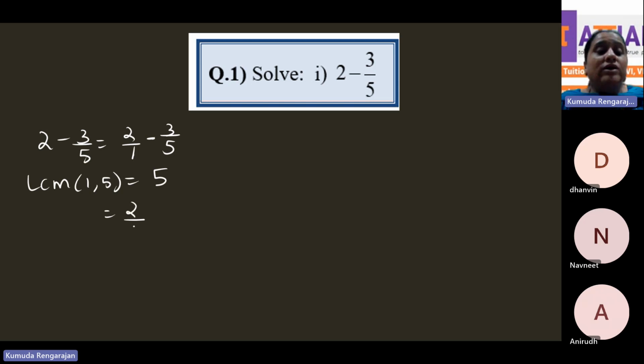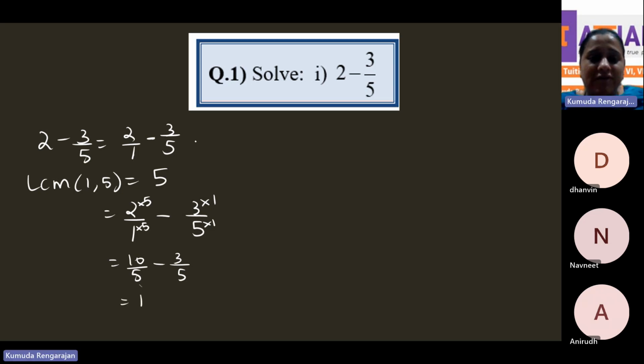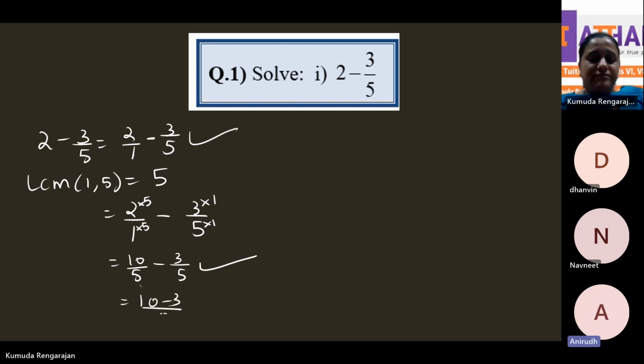Now write whatever is there in the question as it is. 1 should become 5. How? Into 5. So do the same thing in the numerator. Now this 5 is already 5, so 5 into 1 is 5, so into 1 here. So it becomes 10 by 5 minus 3 by 5. Now these are like fractions. They have the same denominator. So unlike fractions, we made them like, and now we are going to subtract. Ma'am, so 7 by 5, ma'am, answer.